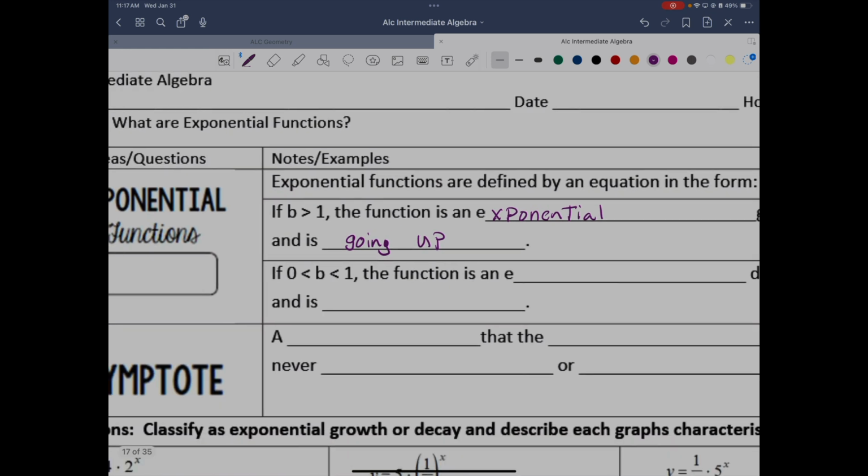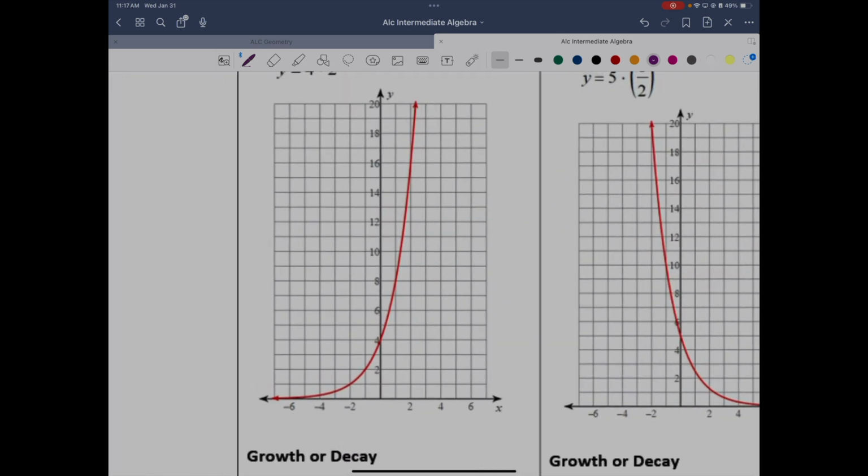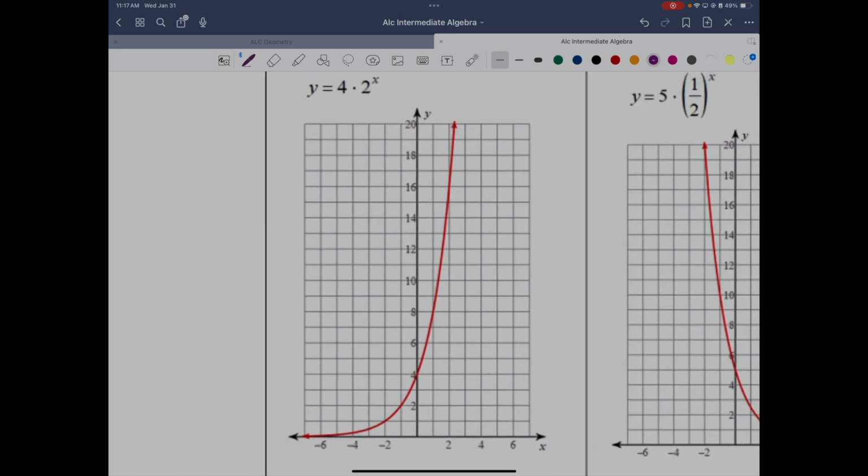So just to look at an example, this is what an exponential growth graph looks like. It's growing over a period of time. And we'll talk about what all these things mean, this 4 and this 2 and all of this, in just a little bit. But that's what a growth model looks like.